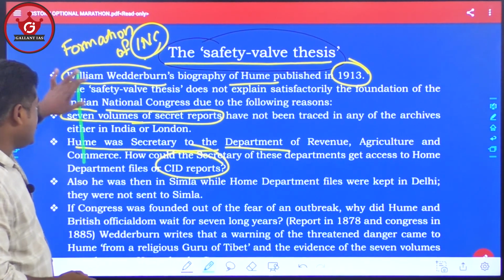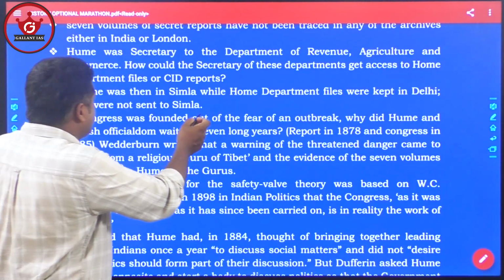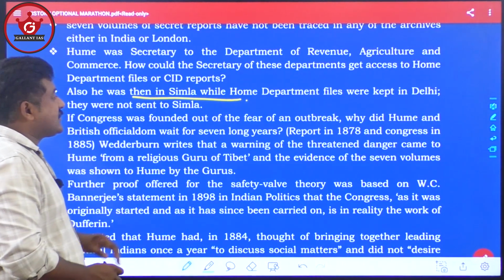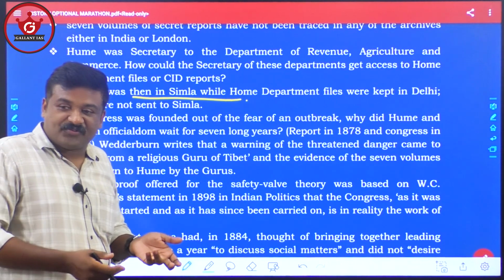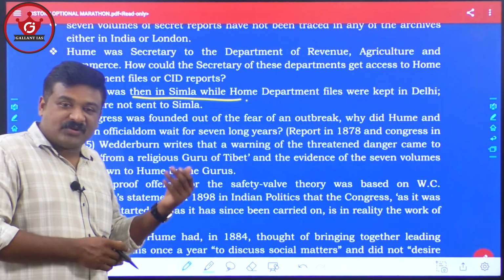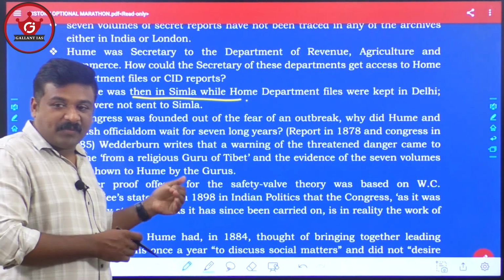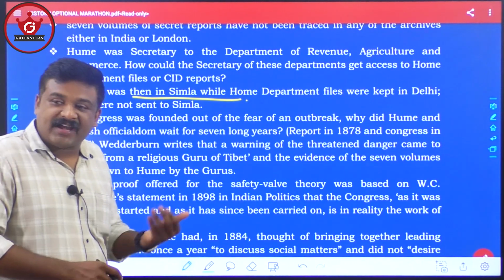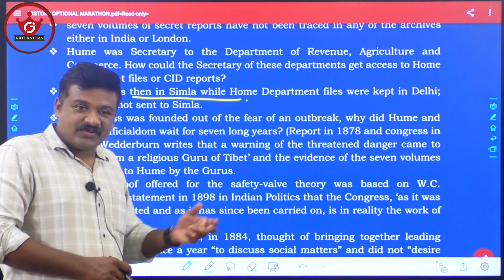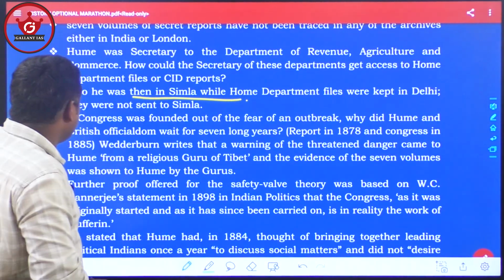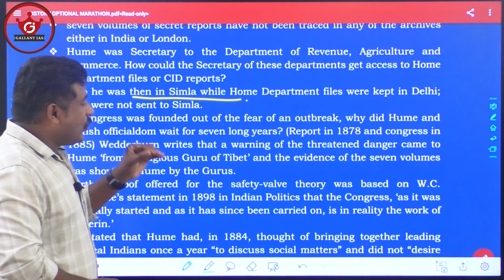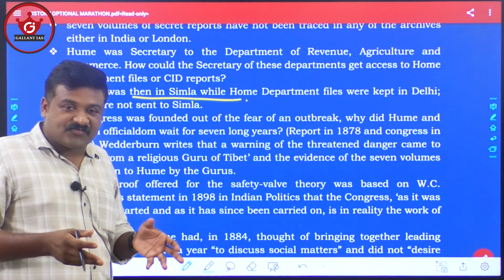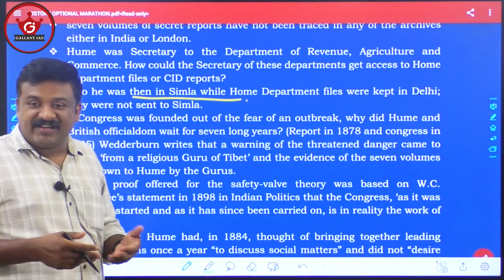Now again you see, he was then in Simla while the Home Department files were kept in Delhi. Again, that is a confusing area. He was in Simla, and the Home Department files were not sent to Simla, they were in Delhi only. So how could he get access to those Delhi reports? Okay. Then see, if the Congress was founded out of fear, then why was there so much delay in the process?